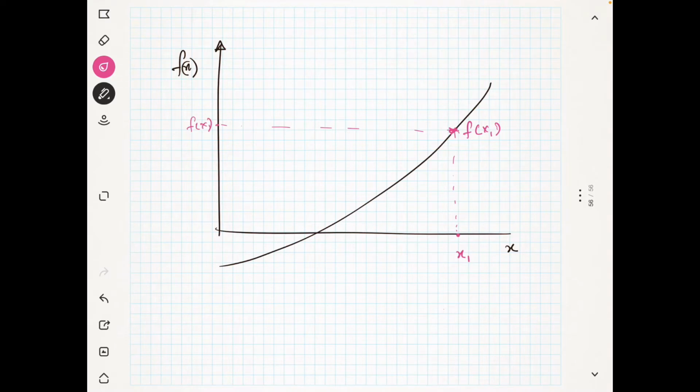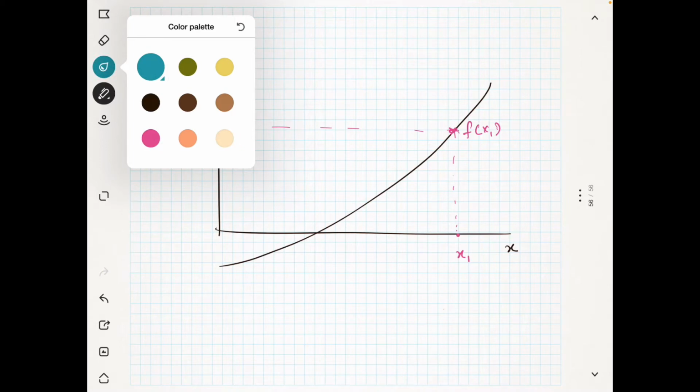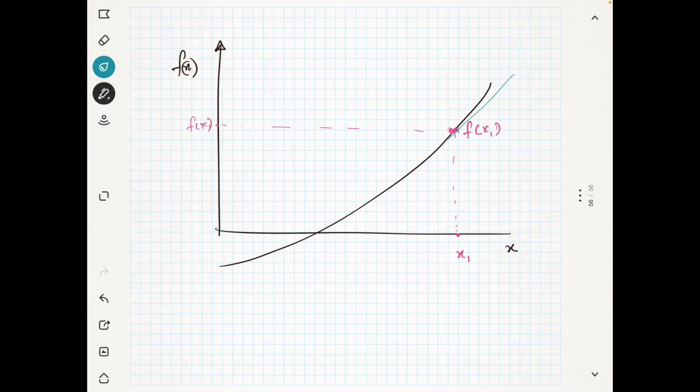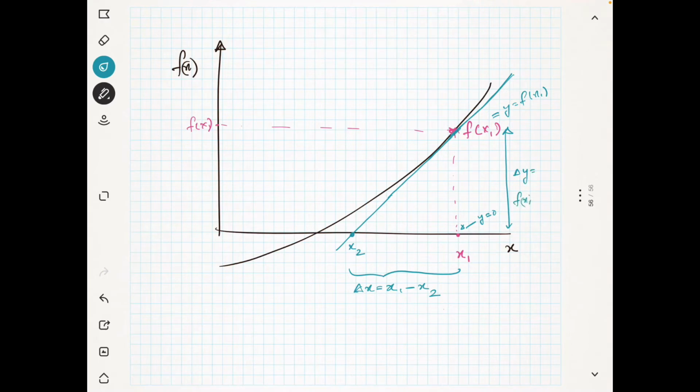Now for finding the root, first you will find the slope of the tangent passing through this x1. You will draw a tangent here, and this tangent meets the axis at this point x2. The width is nothing but x1 minus x2, or delta x. And delta y: at this point y is 0, and at x1 your y is f of x1, so delta y is f of x1 minus 0.